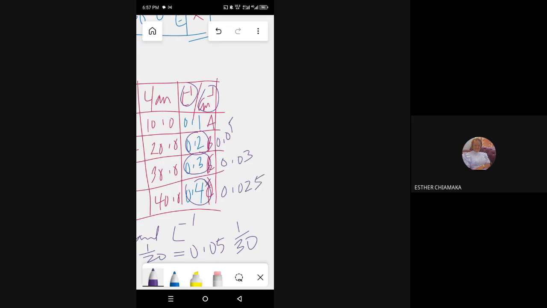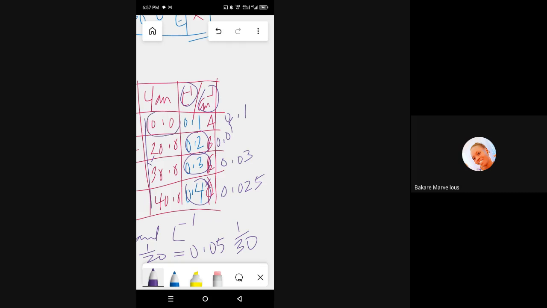So as L is increasing, what is happening to L inverse? It's decreasing. So you have to pay attention to those cases. It either is increasing down the column or is decreasing. So you must pay attention to that trend. Now, are you with me? Yes, sir. Please, go.